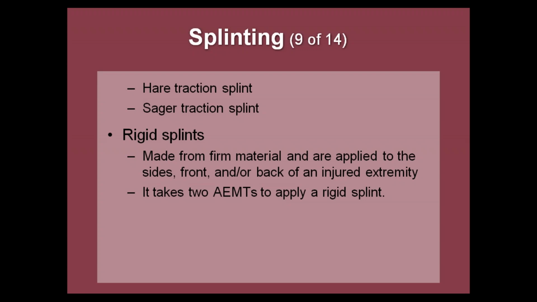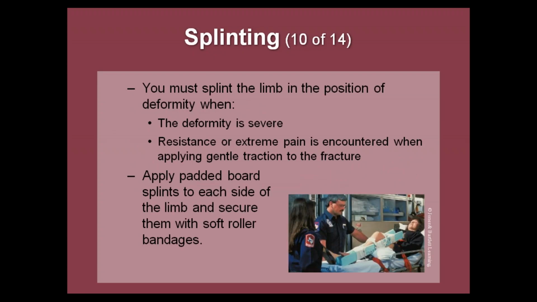It's pretty easy to mold, and then with that you want to wrap it with some type of rolled gauze to try to keep it in place. You must splint the limb in the position of the deformity when the deformity is severe, or resistance or extreme pain is encountered when applying gentle traction to the fracture. You always want to apply some padding around the board to each side of the limb and secure them with soft roller bandages.